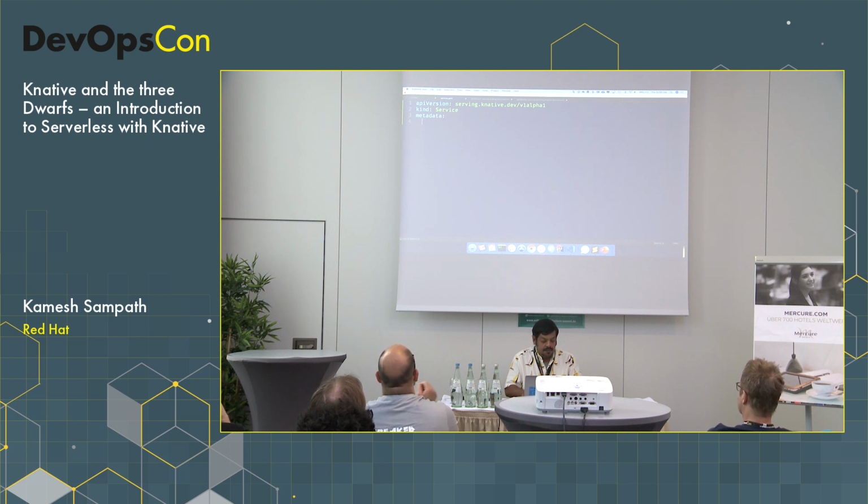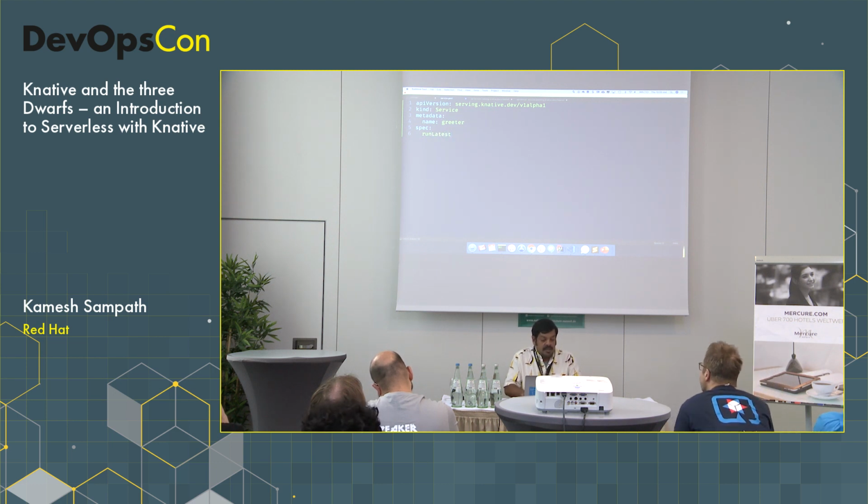And then I give a name. I will call this greeter. And then I need to have a spec. As I told you, it also has traffic splitting and other stuff. But by default, I just type run latest. I'll change this in a second after another demo. I say run latest. Hopefully I got the spelling right. Yeah. And then I say a configuration.